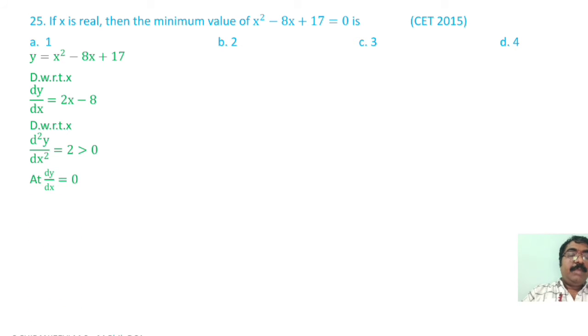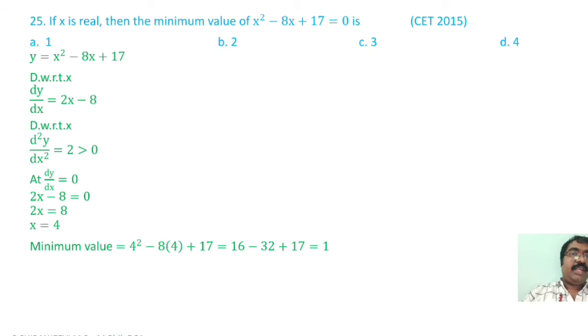So at dy by dx equal to 0, 2x minus 8 equal to 0, 2x equal to 8, x equal to 4. Now if you substitute x equal to 4 in the given equation, you will get the minimum value, because d square y by dx square is 2, which is greater than 0. If it is greater than 0, it will always be minimum. So it will become 4 square minus 8 into 4 plus 17 equal to 16 minus 32 plus 17 equal to 1, which is option A.